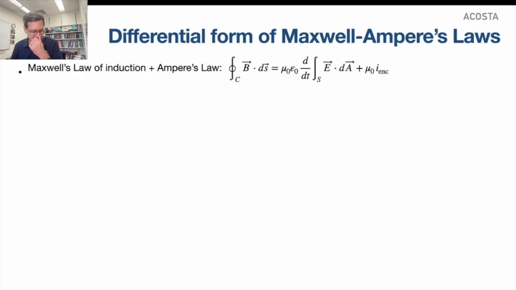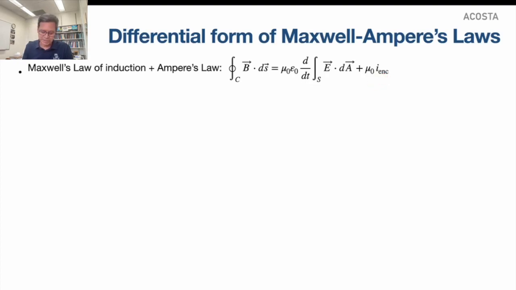So, in addition to the induction of an electric field by a changing magnetic field, we also have the induction of a magnetic field from changing electric fields, as well as by electric currents contained within some surface or some path. So combining these two laws, Maxwell's law of induction with Ampere's law, I have the circulation integral of B dot ds. So that's the magnetic field integrated in some path that can contain some enclosed current I. So that's my enclosed current times the permeability constant mu naught. So that's the Ampere's law part.